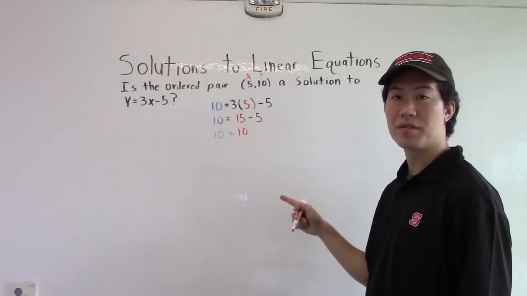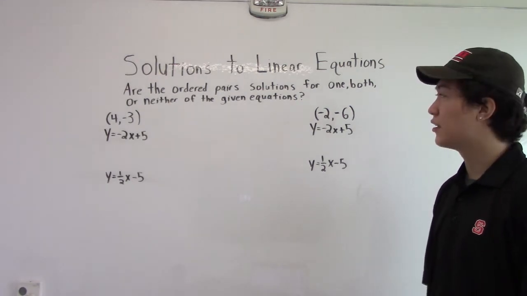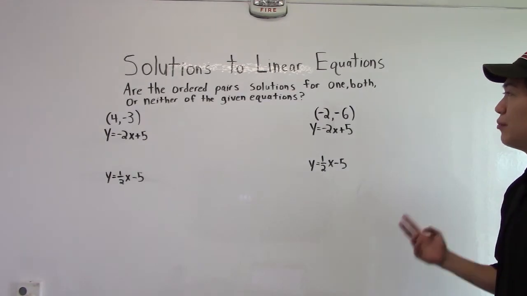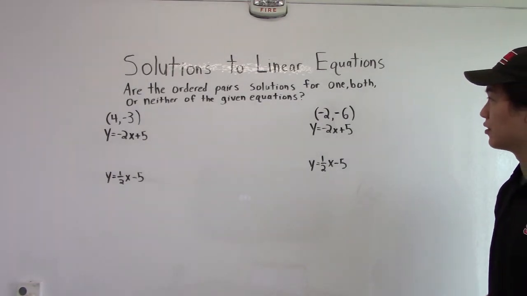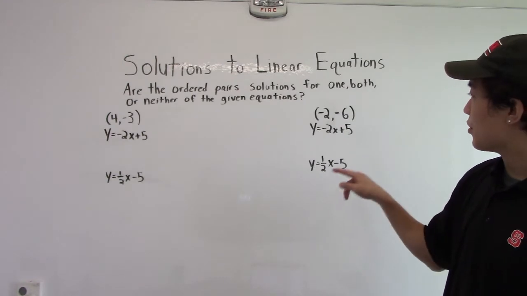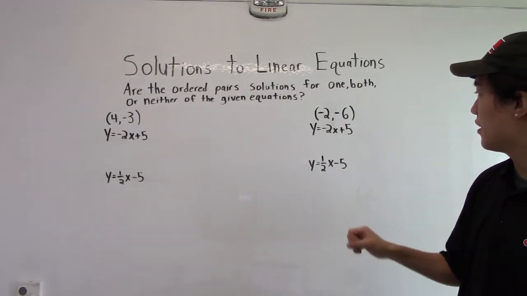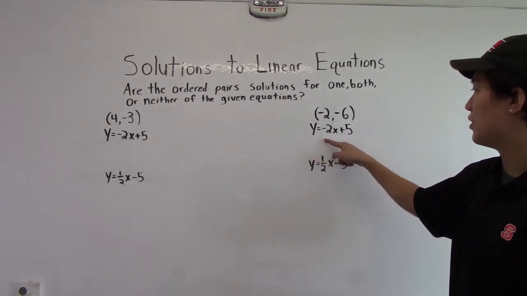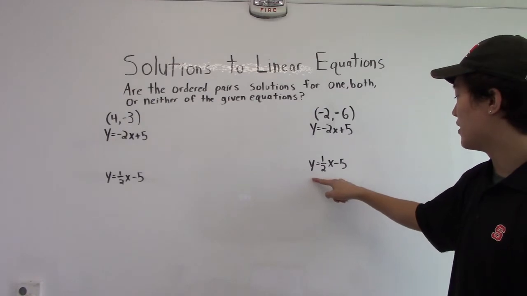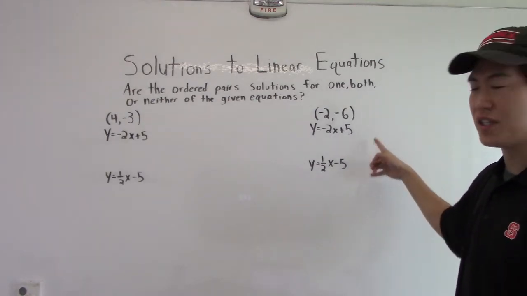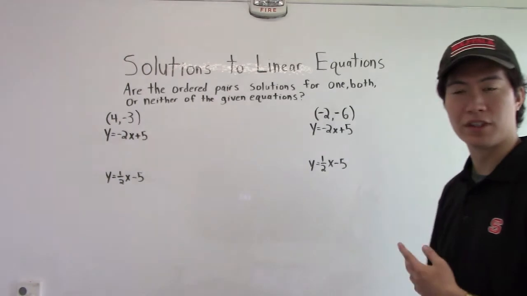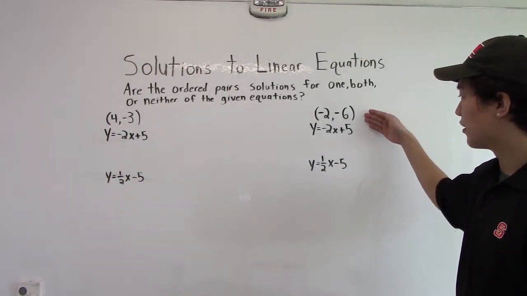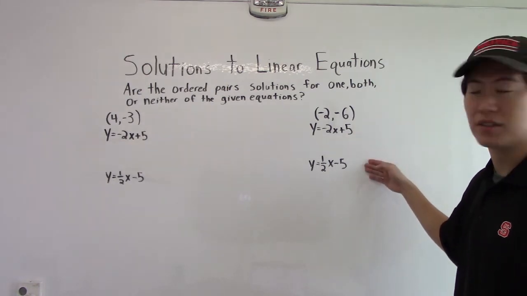Next we have our second question, which reads: are the ordered pairs solutions for one, both, or neither of the given equations? We have the two ordered pairs, (4, -3) and (-2, -6), as well as the two equations, y equals -2x plus 5, and y equals 1/2 x minus 5. These equations are just written out on both sides for convenience, and the goal here is to figure out whether or not these ordered pairs are solutions for the equations.